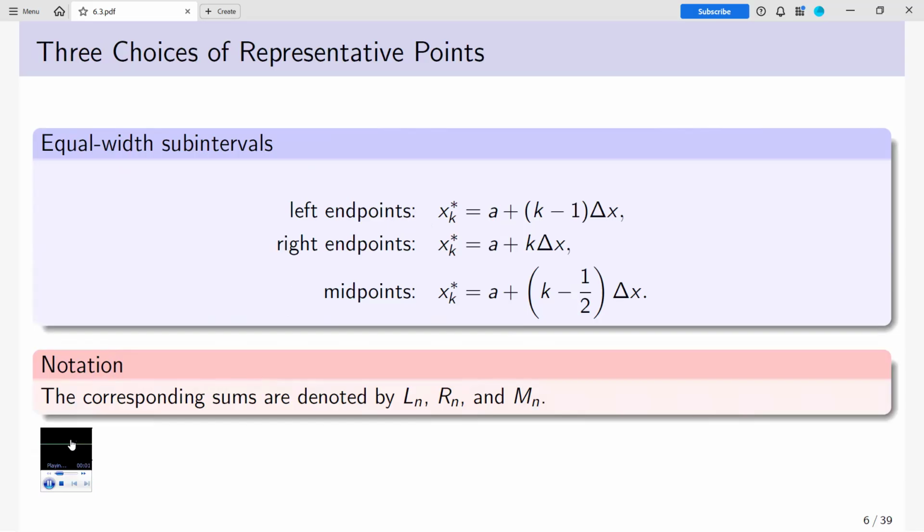The rectangle height can come from the left endpoint, right endpoint, or midpoint. All three methods use the same widths but sample different locations.